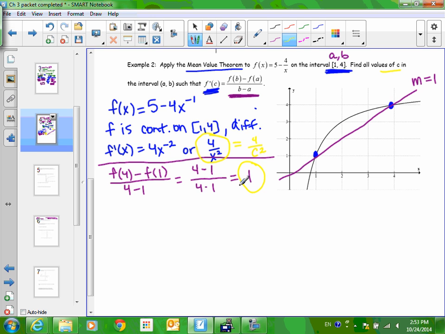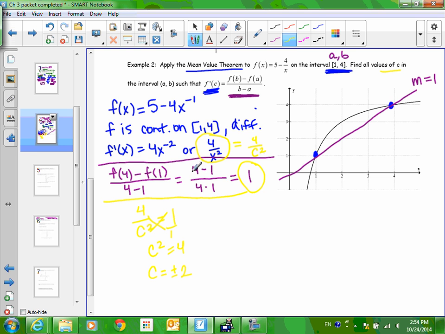I'm now going to set them equal to each other. So 4 over c squared equals 1. And you're going to solve for c. So go ahead and do that. Some of you may be able to just look at this and see what the answer is. Some of you may say, let's cross multiply. That's totally fine. And if I do this, I get plus minus 2.